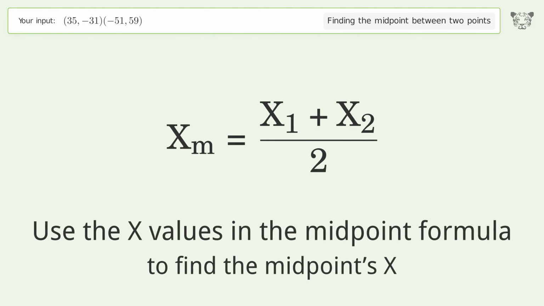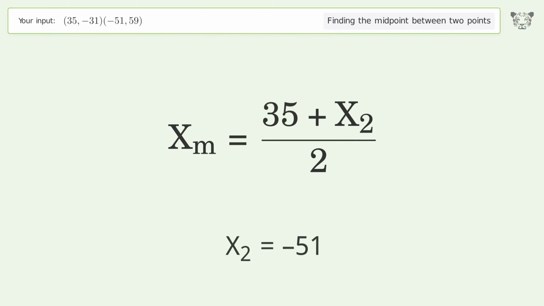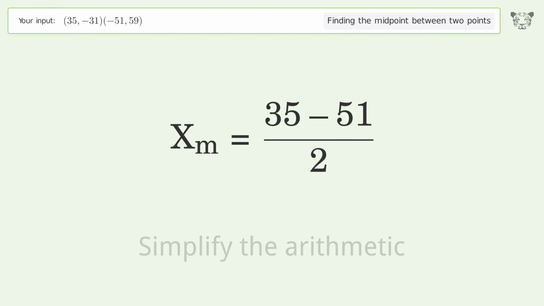Use the x values in the midpoint formula to find the midpoint's x. x1 equals 35. x2 equals -51. Simplify the arithmetic.